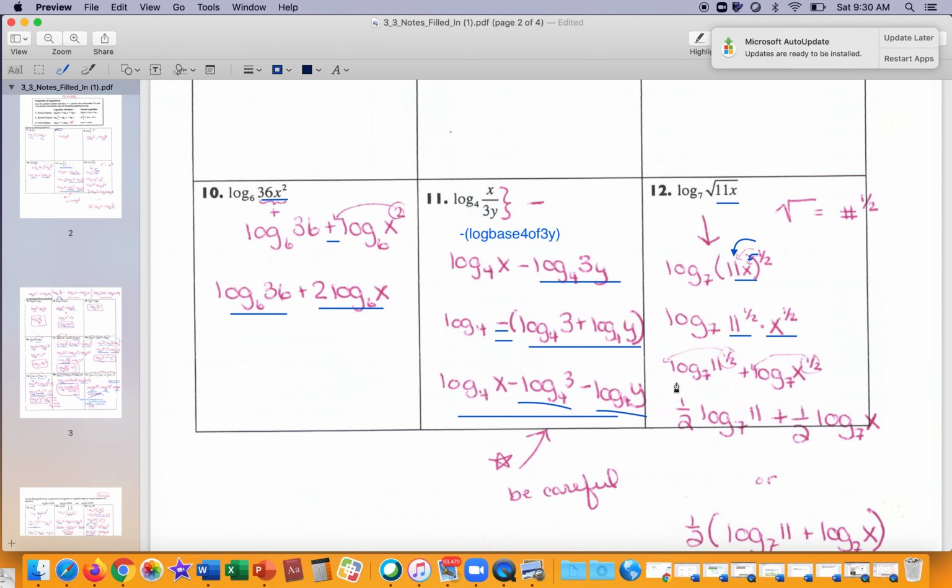So we have log base 7 of 11 to the 1/2, plus log base 7 of x to the 1/2. And then lastly, when we're expanding, that power comes down. That's how we have 1/2 log base 7 of 11, plus 1/2 log base 7 of x. And that's it. Okay, try your practice.